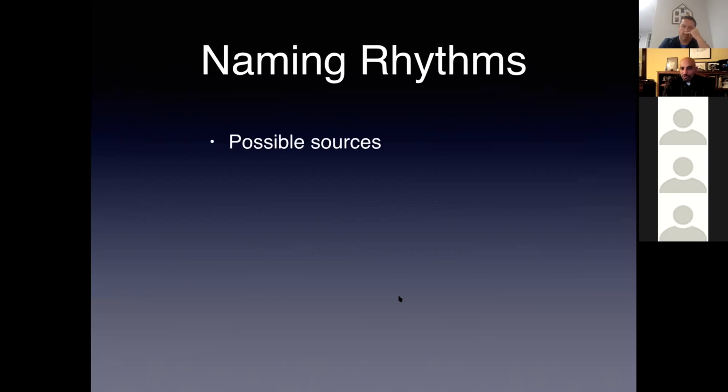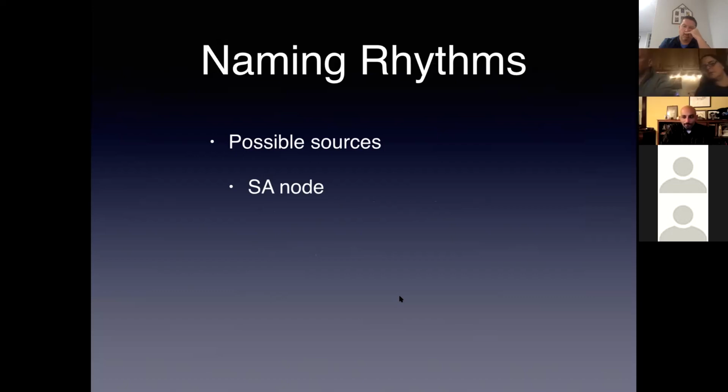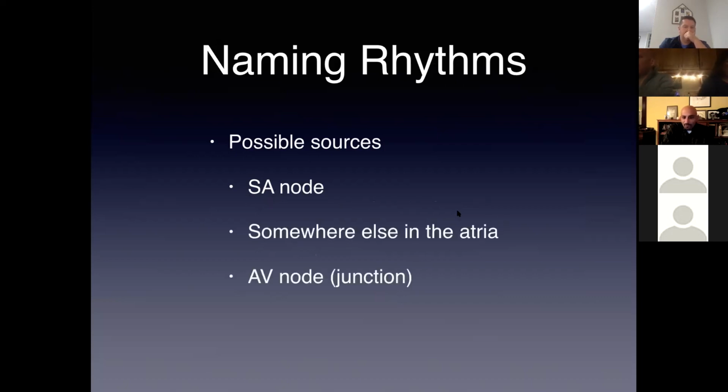What are our possible sources where the rhythm can come from? They can come from the SA node. If a rhythm comes from the SA node, what do we call it? Sinus rhythm, right? The S and SA is sinus, sinoatrial node, so we call that a sinus rhythm. It could come from somewhere else in the atrium, but not the sinus node. What do we call that? Sometimes we call that just an atrial rhythm. Sometimes we call it, because it's above the ventricle, a supraventricular rhythm.